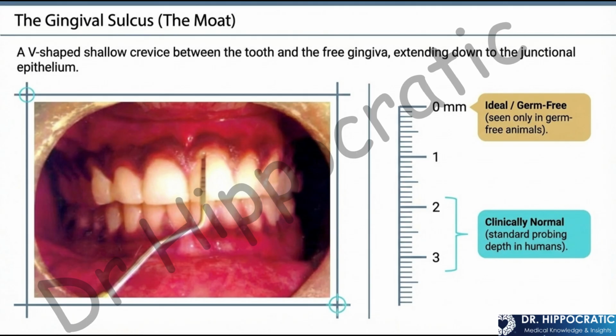Oh, wow. So when you're sitting in the dentist chair and the hygienist is taking those measurements and calling out numbers like 2, 2, 3, they are confirming that this specific immunological standoff is stable. Precisely. They are verifying the truth.